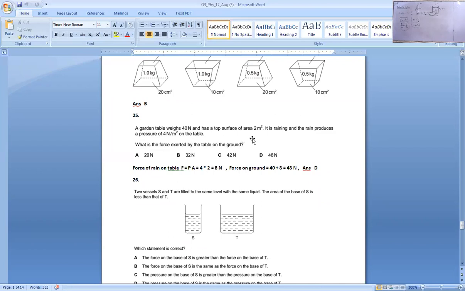The area of the table is 2. So the total pressure is 4 into 2, 8 Newton per meter square. We know pressure is force over area and force is pressure into area. Force will be 4 into 2, 8 Newton. So 8 Newton is the force exerted by the rain plus the 40 Newton of the table. The total weight on the ground will be 48 Newton.